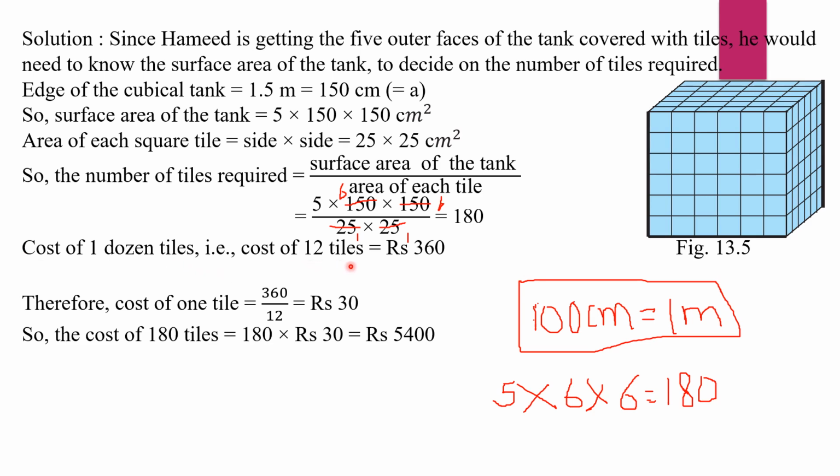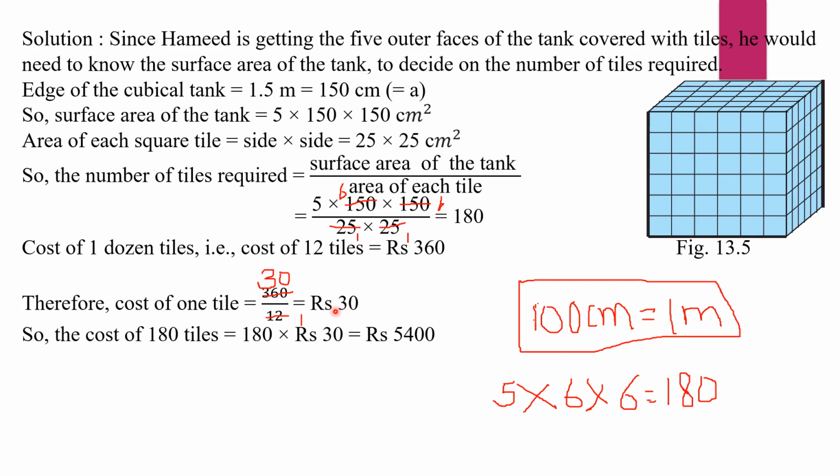That is, cost of 12 tiles is equal to 360 rupees. This is given in the question itself. So let us find the cost of each tile. Therefore, cost of 1 tile is equal to 360 by 12. Understood this step, my children? Right. Now let us simplify this number. 12 1 times 12, 12 30 times. So that is equal to 30 rupees. This is the cost of 1 tile.